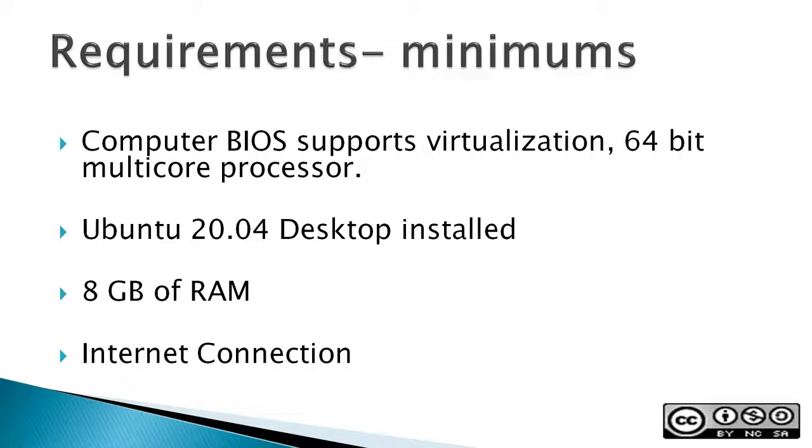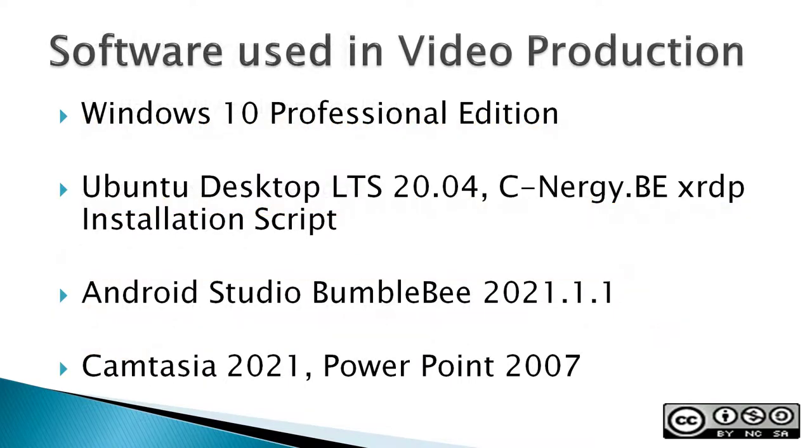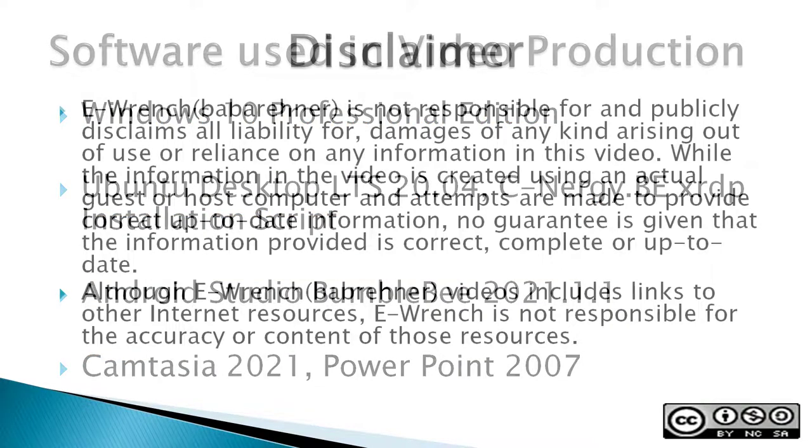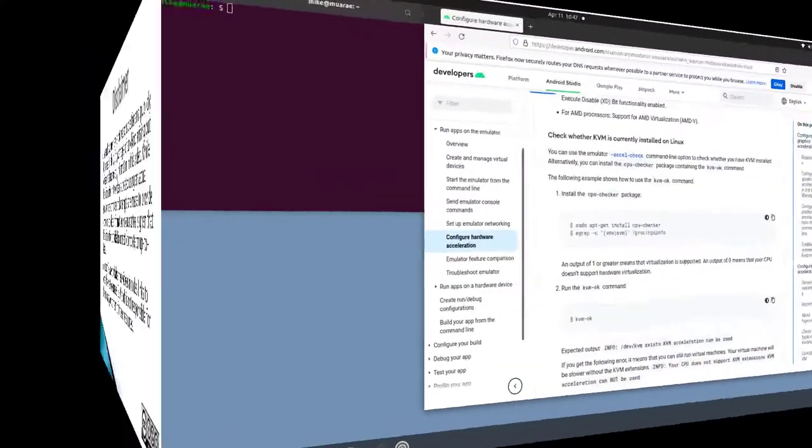Computer BIOS that supports virtualization, a 64-bit multi-core processor, Ubuntu 20.04 desktop installed, 8 gigabytes of RAM, and an internet connection. Now the next three slides contain additional sources of info, a list of the software used in making this video, and a disclaimer. If you wish, you can stop this video to read the slides.